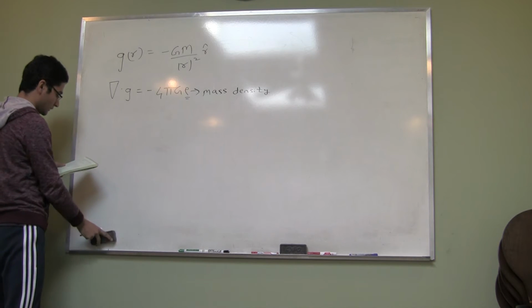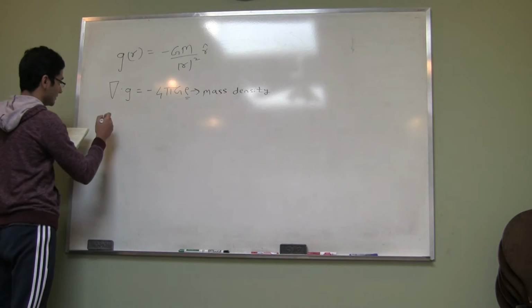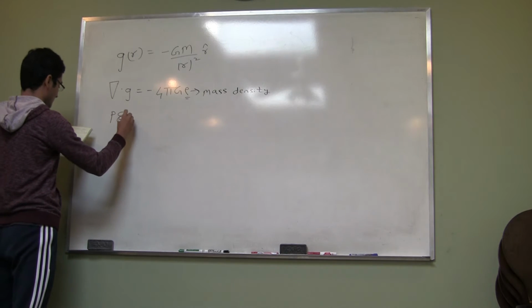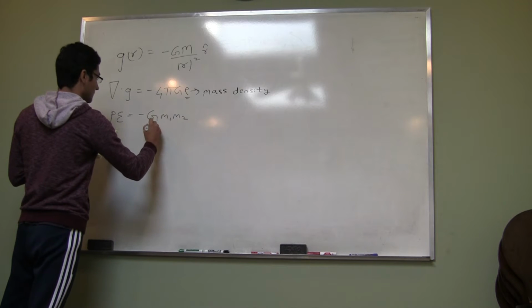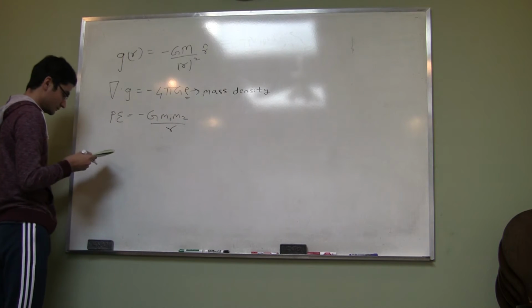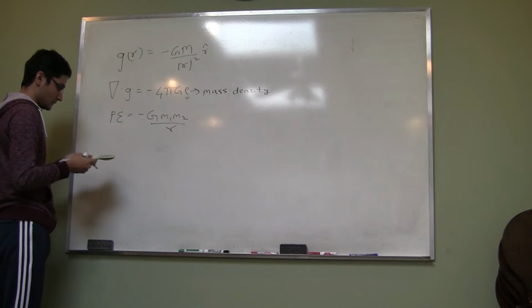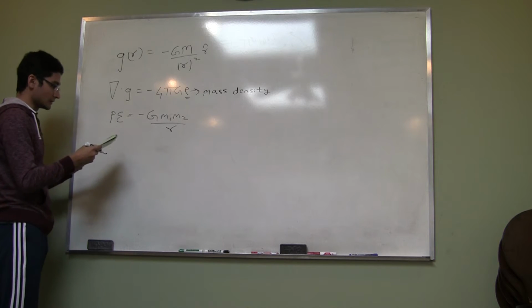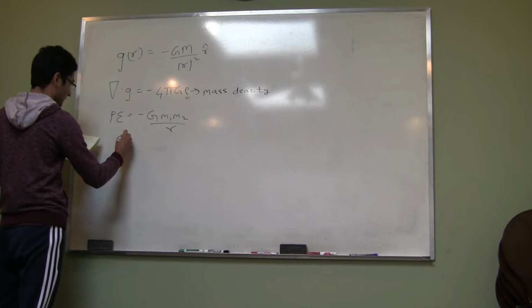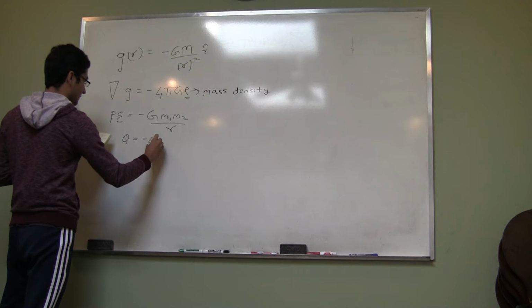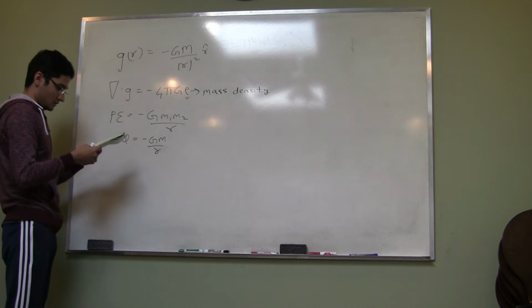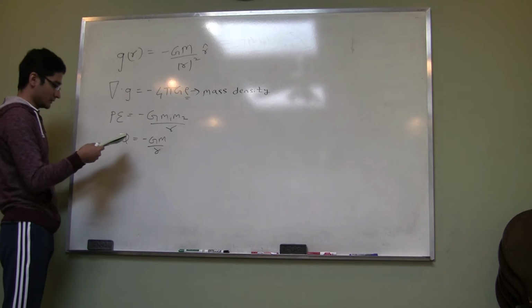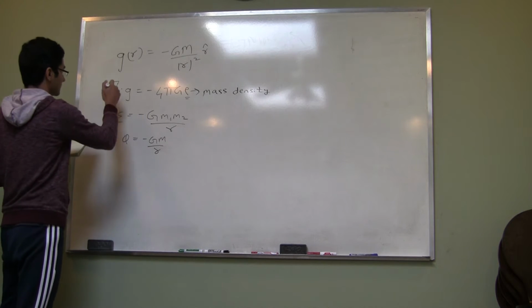Then the gravitational potential energy is minus G m1 m2 by r. Then there's the gravitational potential field, which is phi equals minus G m by r. All those things. Then Poisson's equation. This is basically Poisson's equation, this thing.